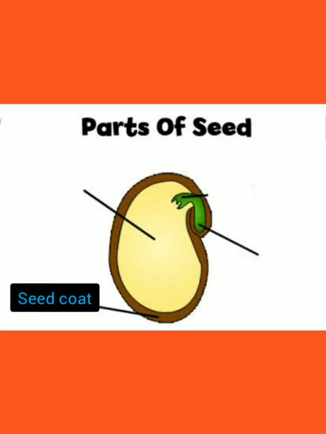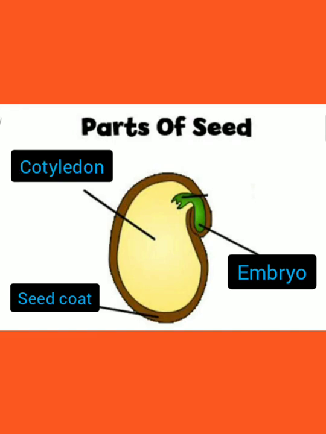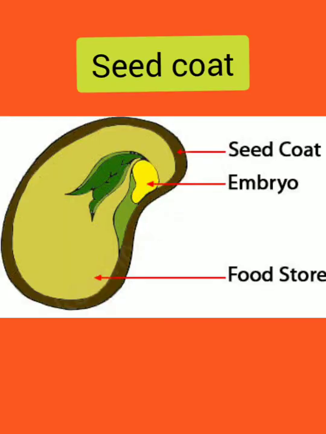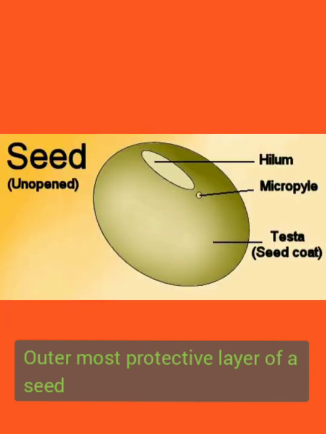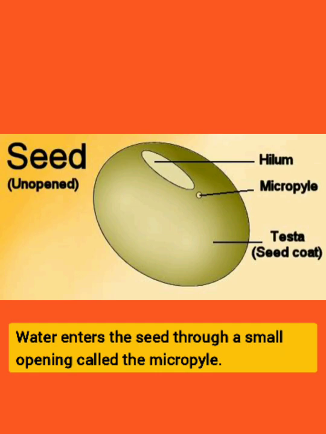Next is parts of a seed. Seeds mainly consist of the following parts, that is seed coat, embryo, cotyledons, and endosperm. Seed coat is the outer protective layer of a seed. It protects the internal parts of the seed and absorbs water to soften it so that it can break open at the time of germination. And in a seed, water enters through a small opening called the micropyle.